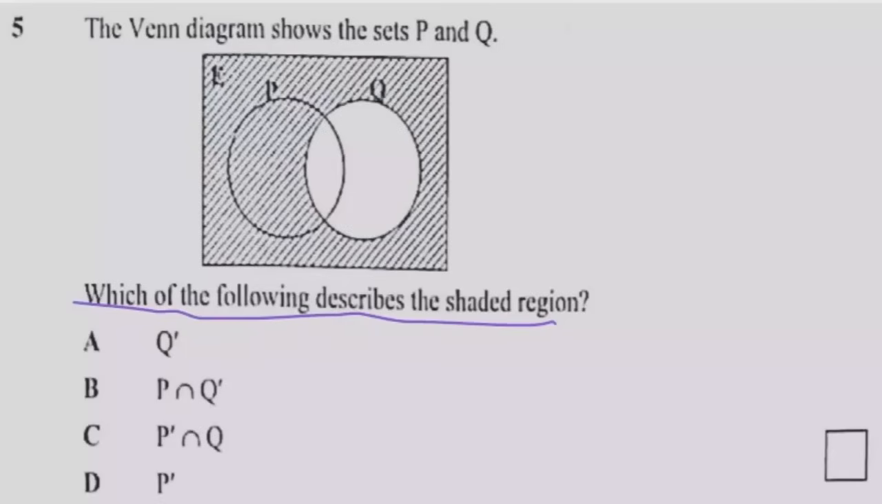So we can use set Q to describe the shaded area. Let's say we have Q. If members of set Q are not selected, then we can say Q complement. Because they are not selected, we can describe the shaded area as Q complement. So that is the correct answer.